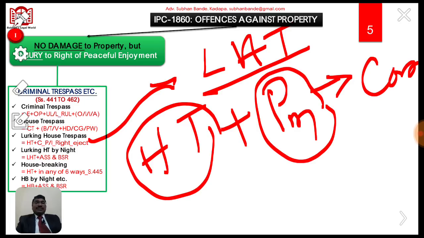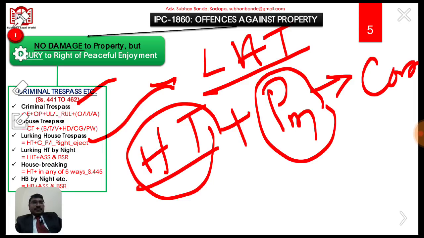Sorry friends, I would like to say one more point here. In criminal trespass, there should be some entry of a person in the property of another person. Such entry should be through unlawful means, or his entry may be through lawful means but he should remain there unlawfully. His intention is to commit an offense, or to intimidate, or to insult, or to annoy the person who is in lawful possession of such property.